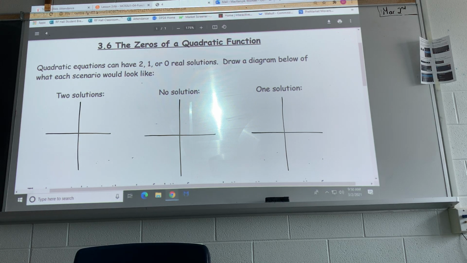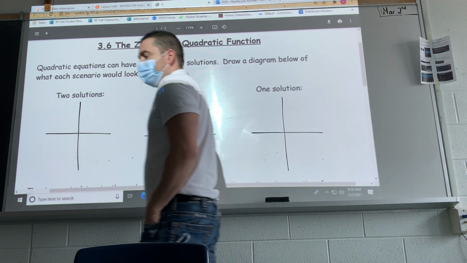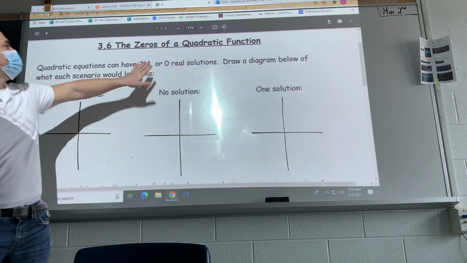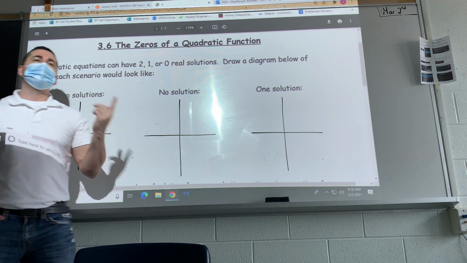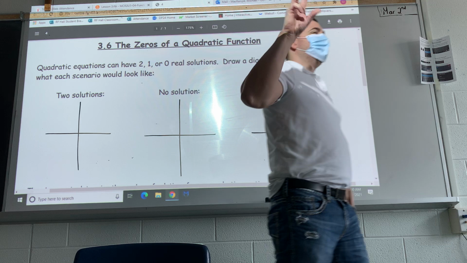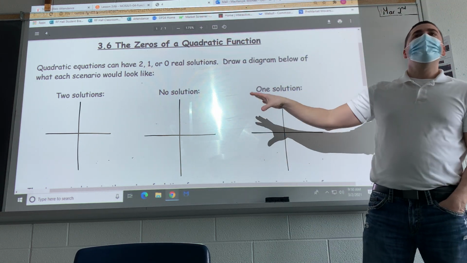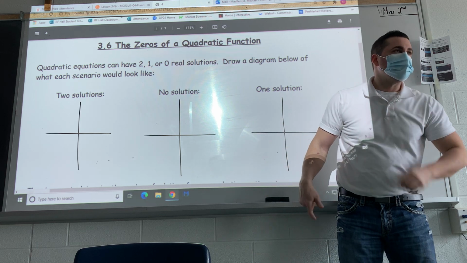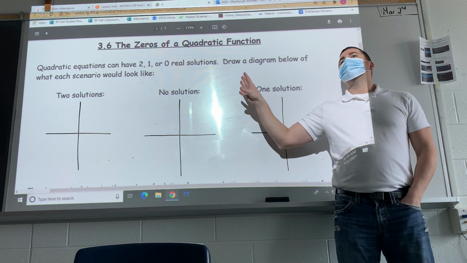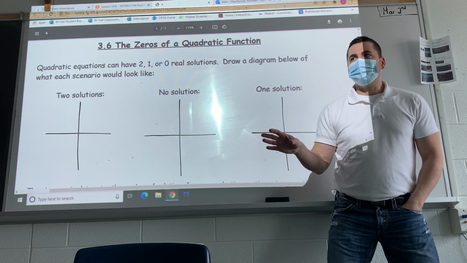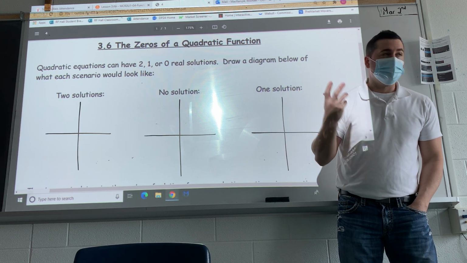Okay, so 3.6, so we're still finding the zeros. Again, zeros are the same as roots, the same as the x-intercepts, okay? The difference between the lesson that we just did and this one is we're not actually calculating what the zeros are. This one is asking how many are there, okay? How many x-intercepts are there?